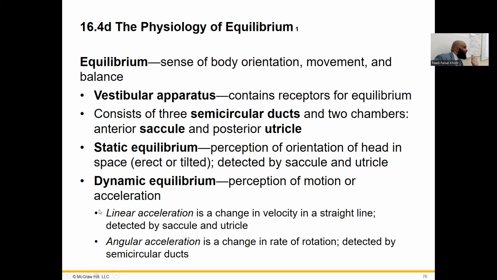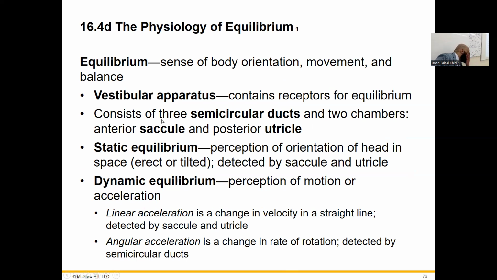So we're done with hearing. So now we're going to look at equilibrium. Equilibrium is the sense of the body orientation, movement, and balance. And that is very important. We are concerned with our balance, especially when we're accelerating.